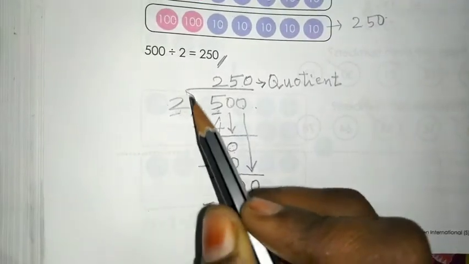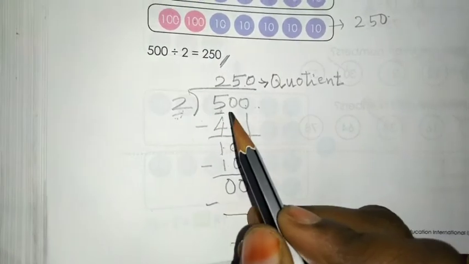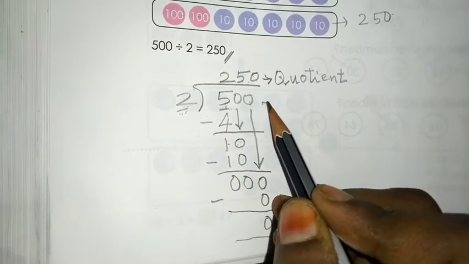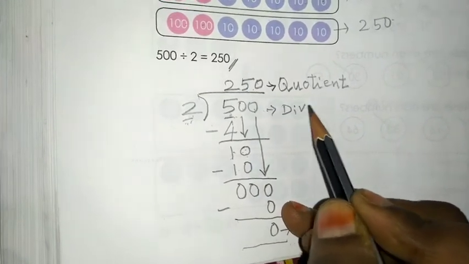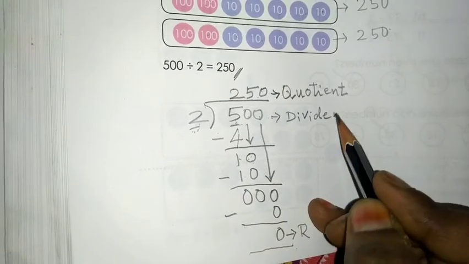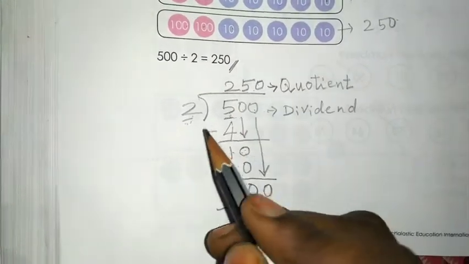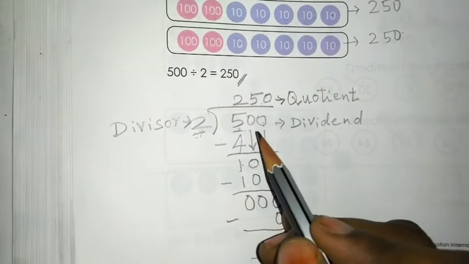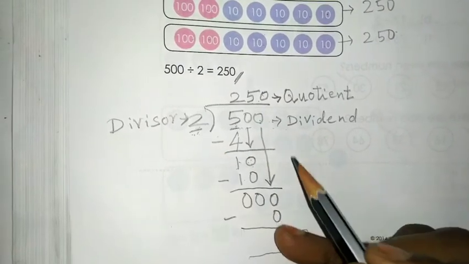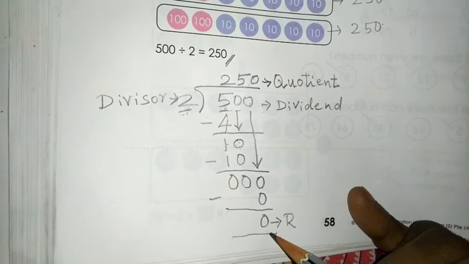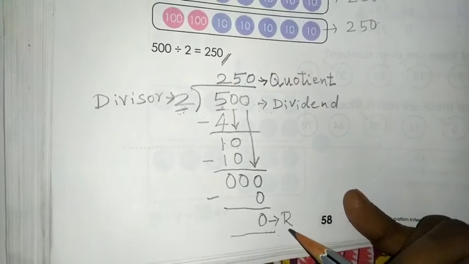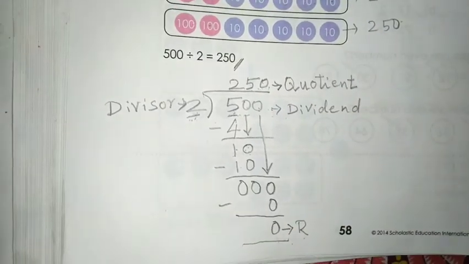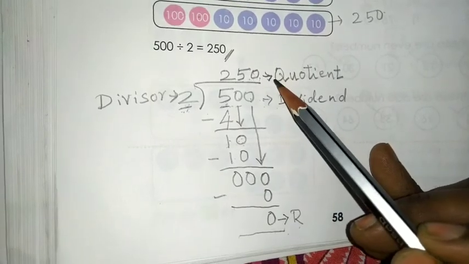The number you are going to use as the multiplication table is the divisor, and the value we are going to divide is called the dividend. This number is called the dividend, and this is called the divisor. After doing the division, the final answer we get after subtraction is called the remainder, and the number of times we used the table is called the quotient, and this is the final answer also.